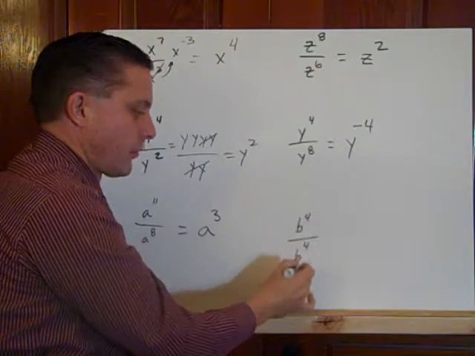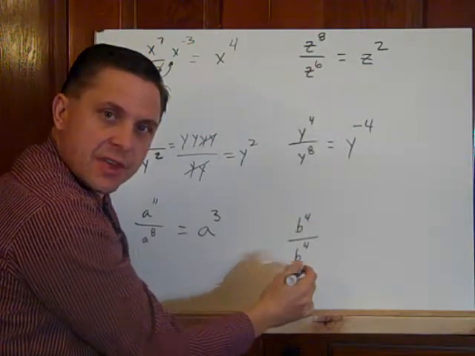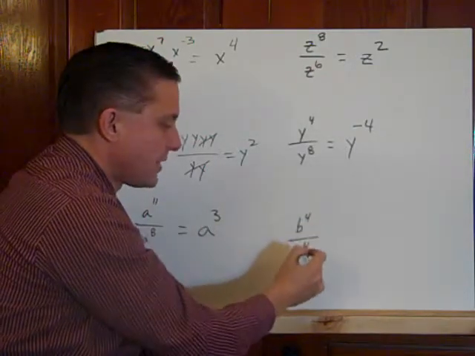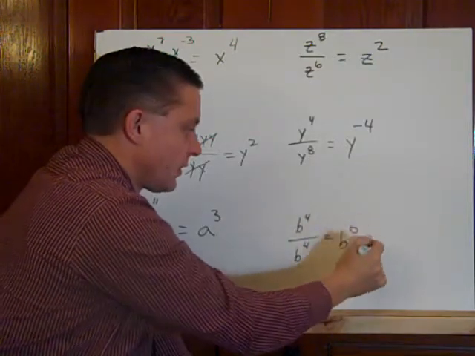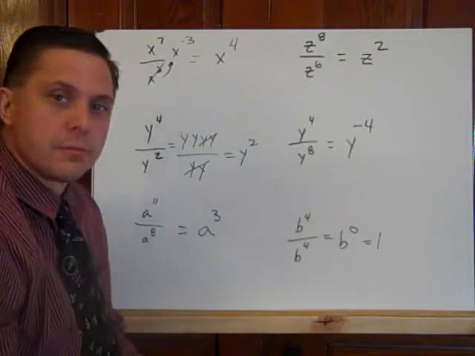And finally, I have b to the 4 over b to the 4. Well, that's exactly the same, so it's got to go to 1. But if I bring it up, 4 minus 4, that's b to the 0, and we know b to the 0 is 1.